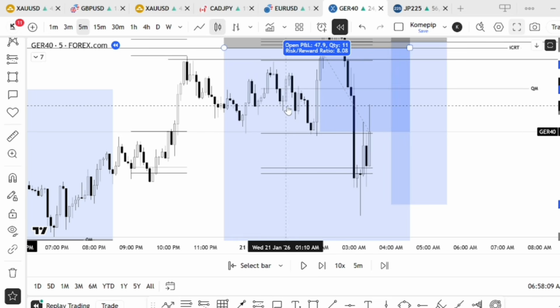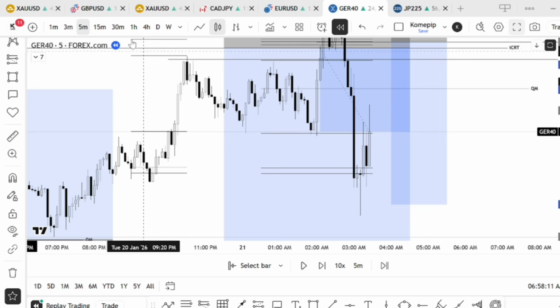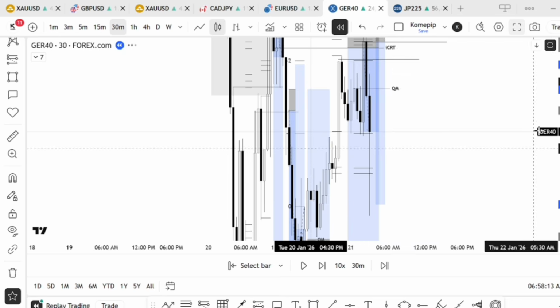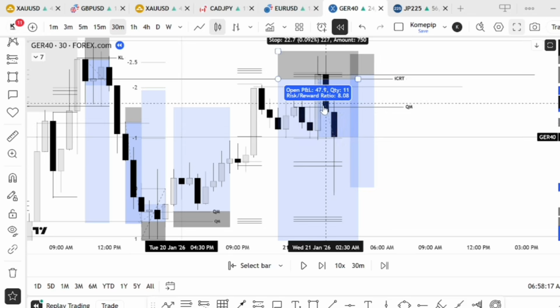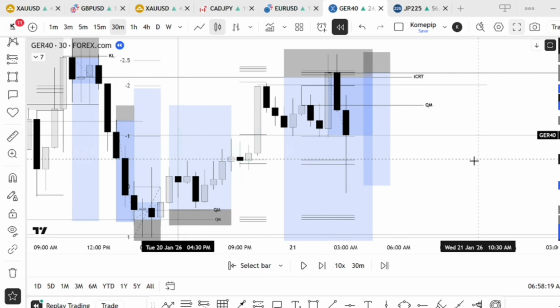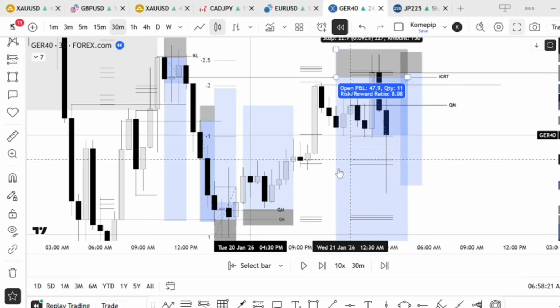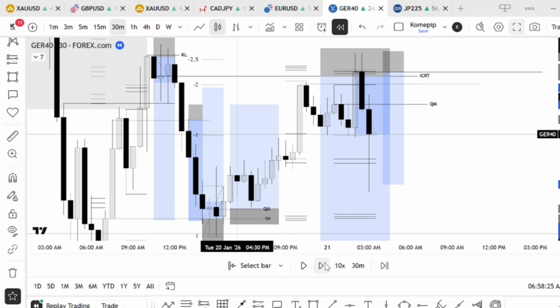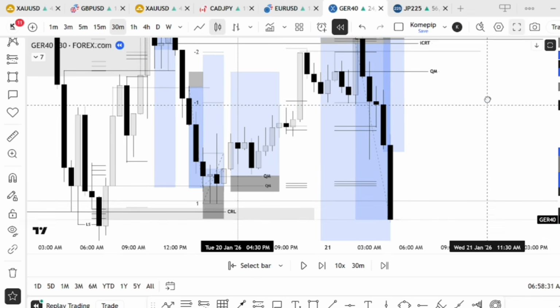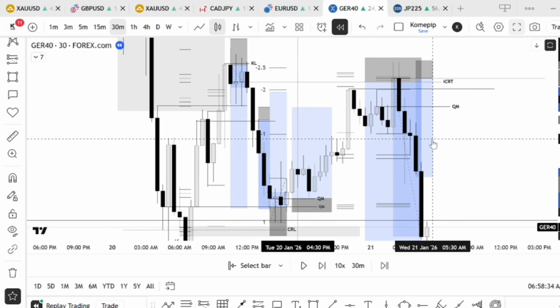Okay, we have one here. Let's go to 30 minutes. So let's wait. Of course, at least we're already in this trade. Even if we don't see a re-entry setup, we're cool. Yeah, and that's it. And price keeps moving.